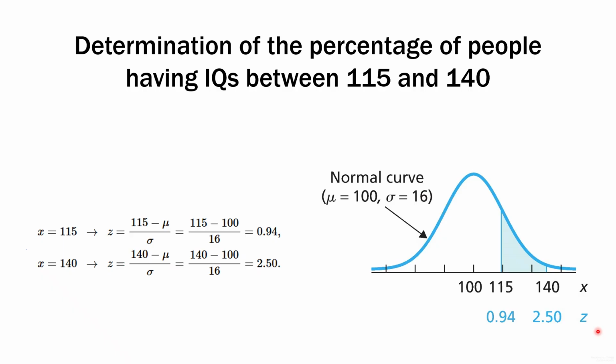Then we can find the z-scores for the delimiting values. And remember, you can calculate these z-scores using the standardizing formula, which is x minus mu over sigma. In this case, we would take 115 as our x, minus 100, which is our mean, divided by 16, which is our standard deviation. And that will give us a z-score of 0.94 for the 115 variable and 2.50 for the 140 variable. So now we've marked out all of our values and we have found the z-scores associated with this area.